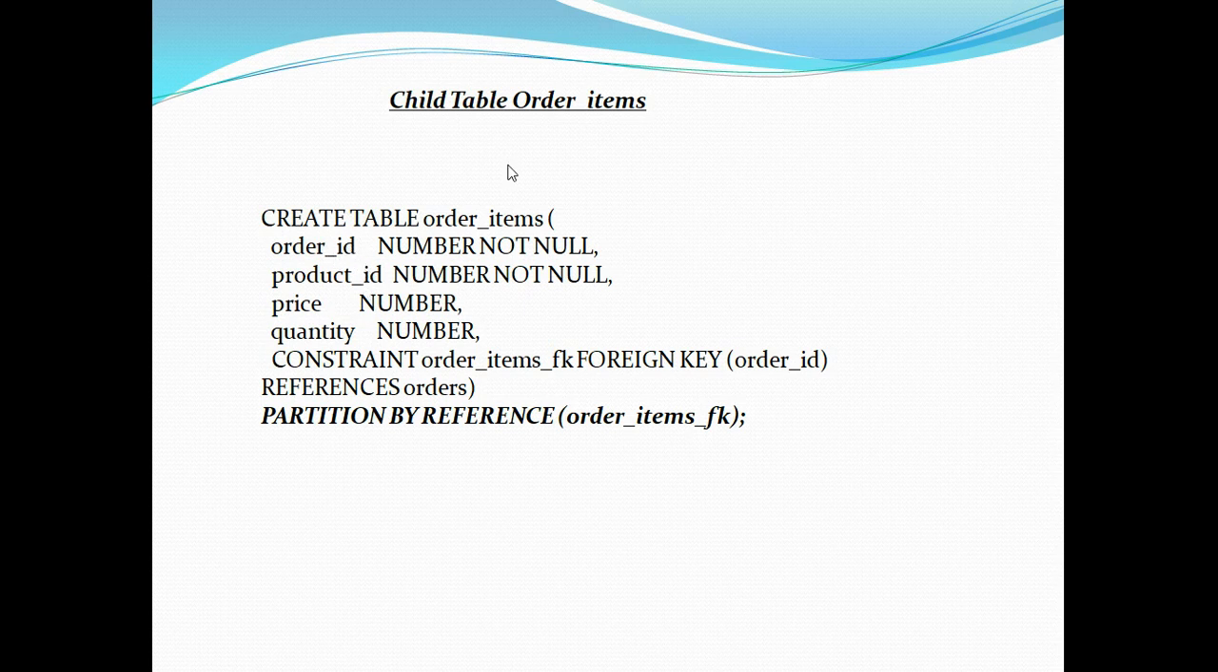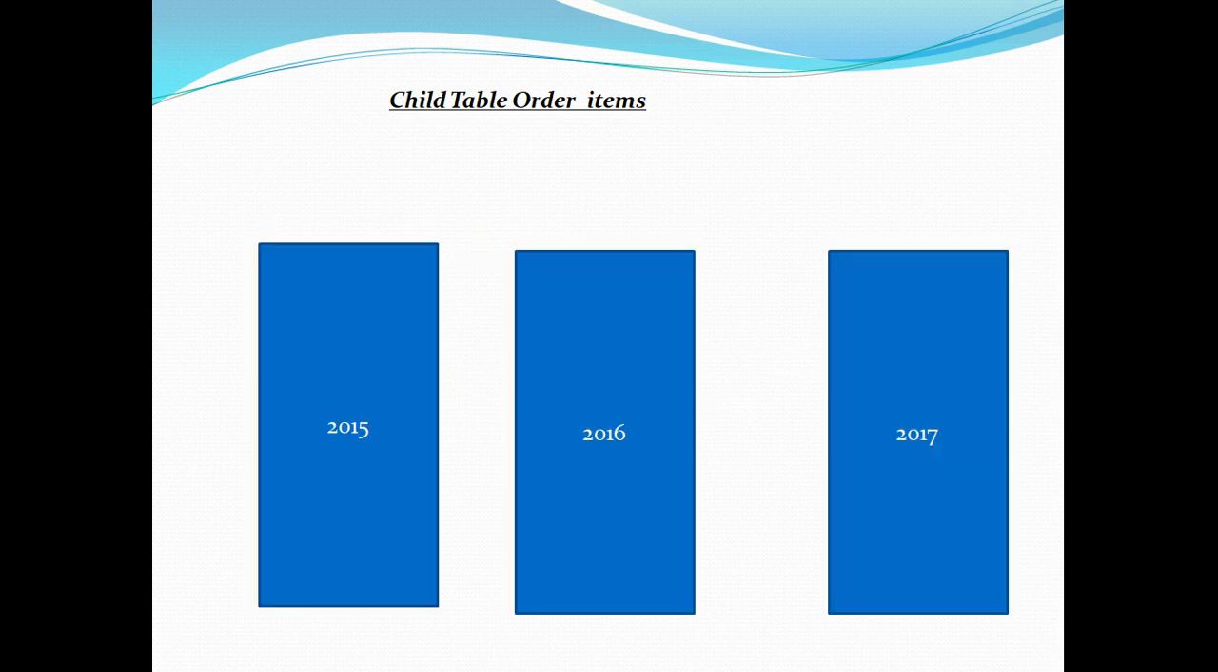Another important thing to note here is that I don't have the column order date in my child table, but as soon as I execute this DDL statement, it will create 3 partitions or allocate 3 segments for my child table, and the partition strategy here will be the same as the partition strategy of my parent table. So my child table will also be partitioned on the basis of range, on the basis of column order date, though it does not have that column, but it will use that foreign key relationship with the parent table.